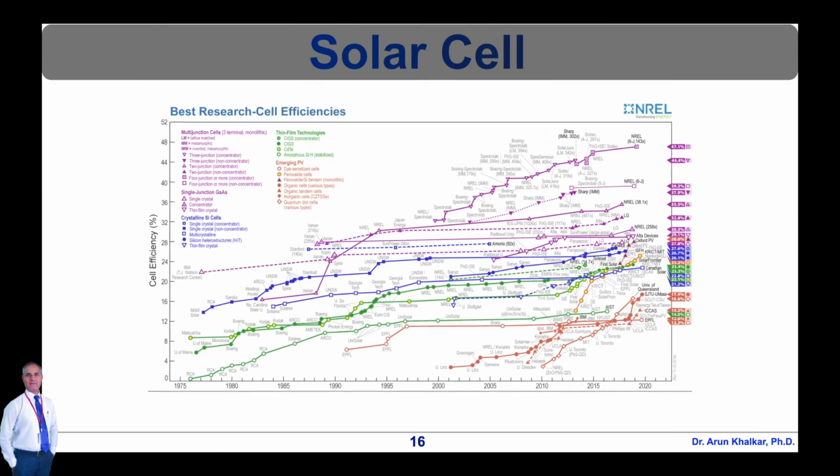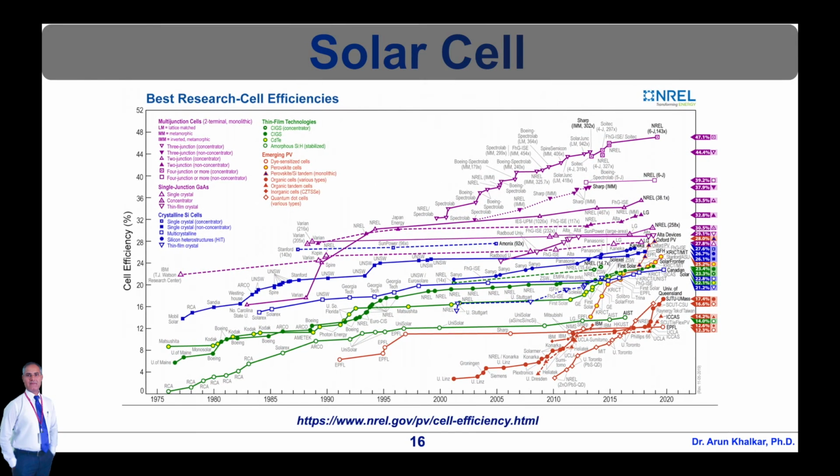This graph shows the best research cell efficiencies which were developed from 1975 to date. All the several types of solar cells and their performances in terms of efficiency have been shown in this diagram. This graph shows different research groups from different universities, institutes or industries which hold the records of solar cell efficiencies. For more detail, you can visit the website nrel.gov.